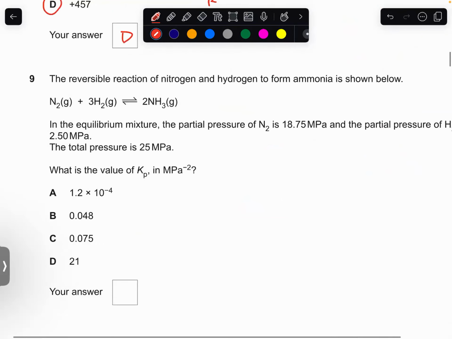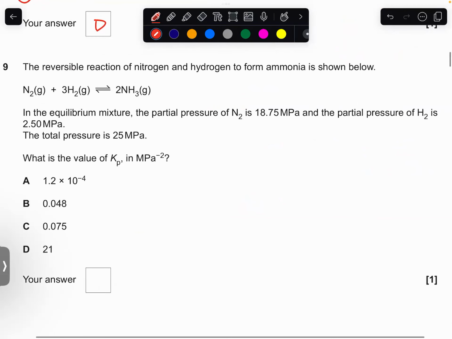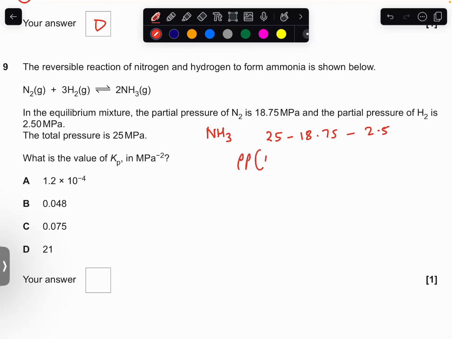This is a Kp question. In this equilibrium mixture, you've got the partial pressures of nitrogen and hydrogen, but they've not given it for ammonia. You see ammonia partial pressure, what will it be? It'll be 25 minus 18.75 minus 2.5. That will give you the partial pressure of ammonia, because all the partial pressures will add up to the total pressure of 25.